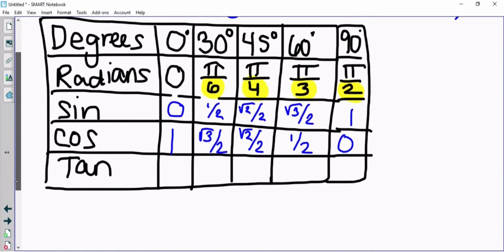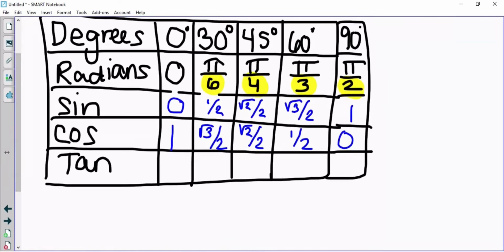To get tangent, we have to know a formula to help us. Tangent is just sine divided by cosine. So since I know sine and I know cosine, I just divide them. 0 divided by 1 is just 0. Okay, I have to divide each one.